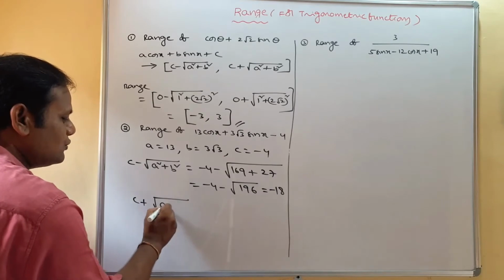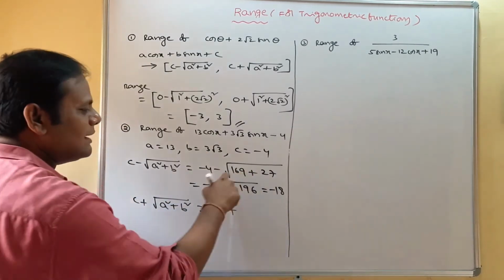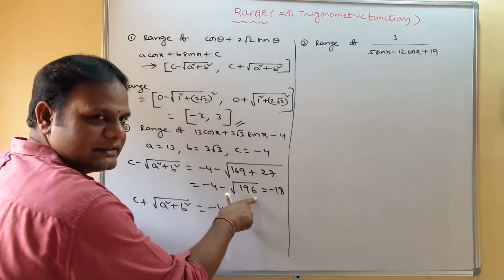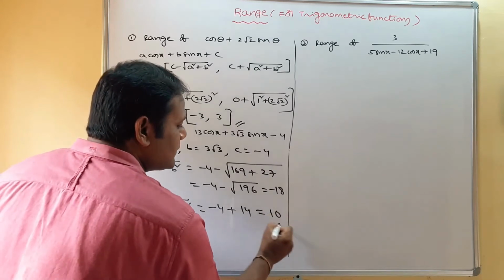Coming to c plus root a square plus b square. So what do you get? c is minus 4 plus the same value you can get, root 196. What is it? It is 14. Is it? 14 minus 4, it is 10.